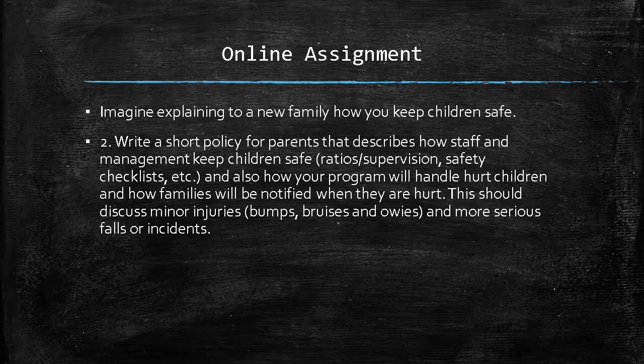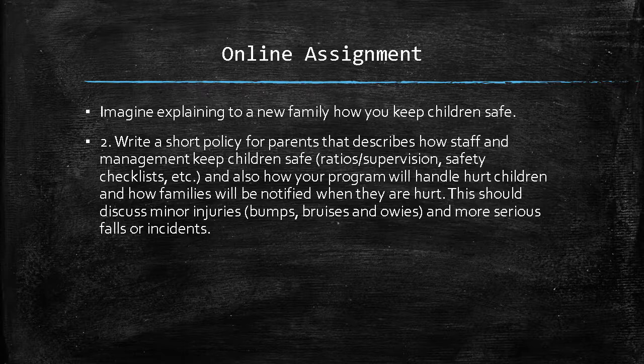Ratios and supervision, daily safety checklists are going to be the biggest thing. And then how your program is going to handle hurt children and how families will be notified when they're hurt. So this would discuss minor injuries, bumps, bruises, owies, anything that would go in an accident report. And then also you might want to briefly talk about serious falls or incidents. How would parents be contacted in that case?